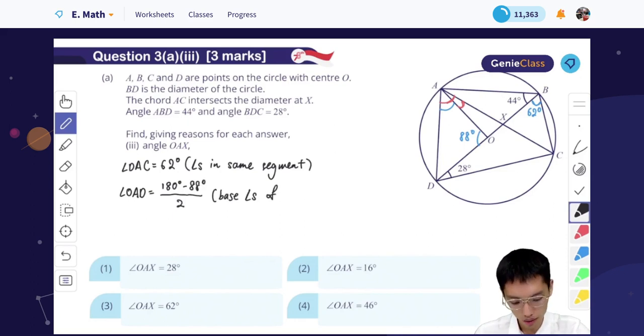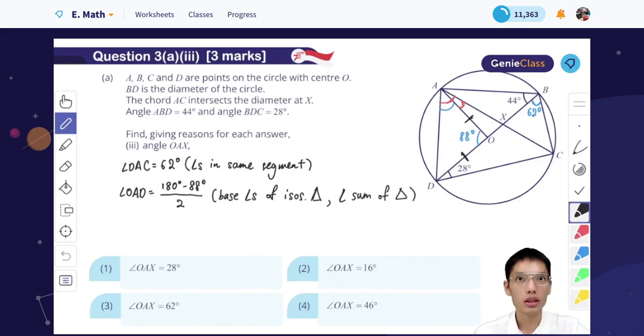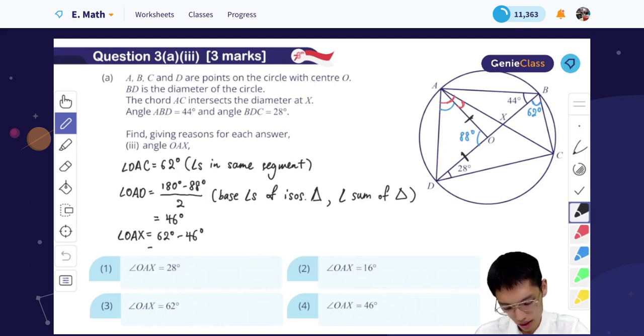Base angles of, in this case, my isosceles triangle, because these two are of the same length. They are the radii of the circle. Okay, our isosceles triangle, and in this case, angle sum of triangle over here. This is equals to 46. Now I know the first one is 62, second one is 46. Third one, to finalize and nail the full marks over here, 62 degrees minus 46 degrees, this is 16 degrees.